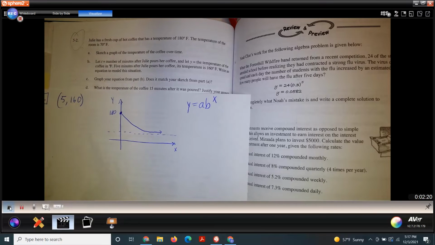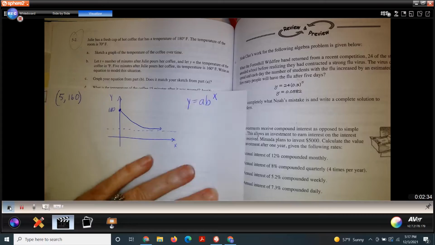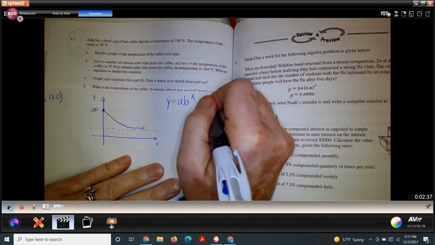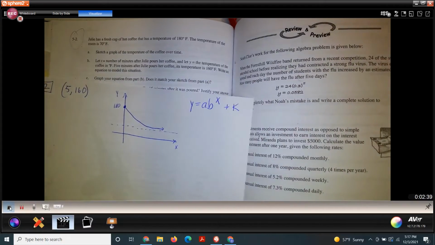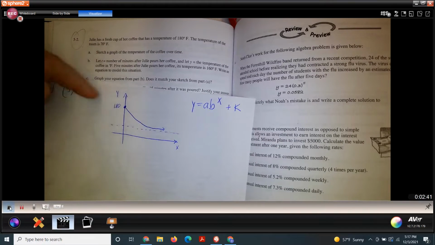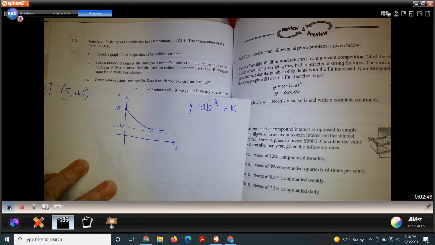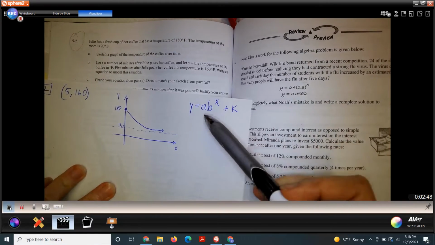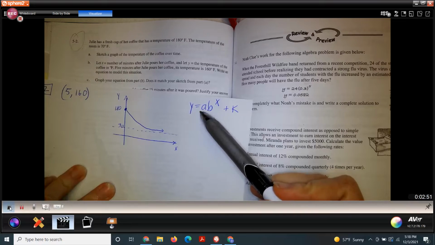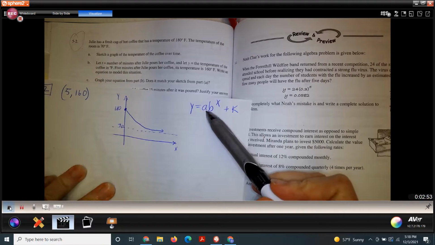This is an exponential function, but if you remember when we learned about the parent functions, this exponential function has, like y equals a times b to the x minus, well, it has a k on it. Okay, it's a function that got lifted up by 70, because this is 70 right here. So we don't want to put 180 in here for a. I mean, we want to, but we should not.